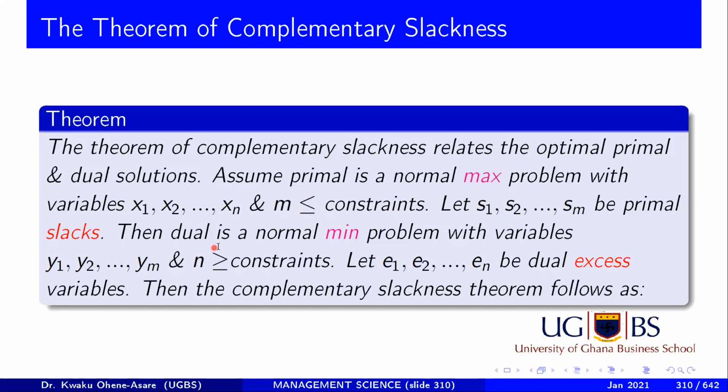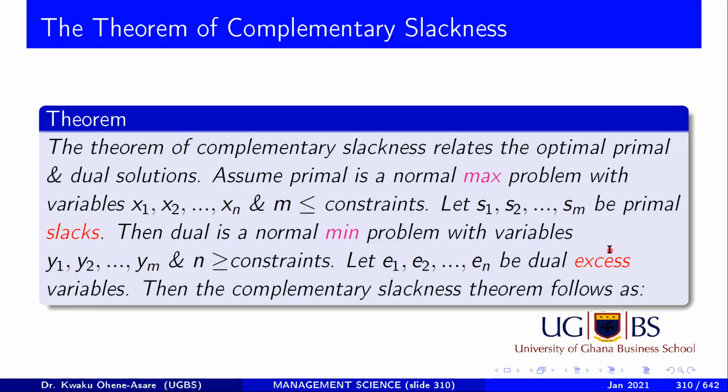The dual becomes a normal minimization problem with the variables y's and n greater than or equal to constraints, whereas in the primal, it was m less than or equal to constraints. Here it is greater than or equal to constraints. And then, because this primal will have slacks, E1, E2 up to En will be the dual excesses. The opposite of the slacks are the excess variables.